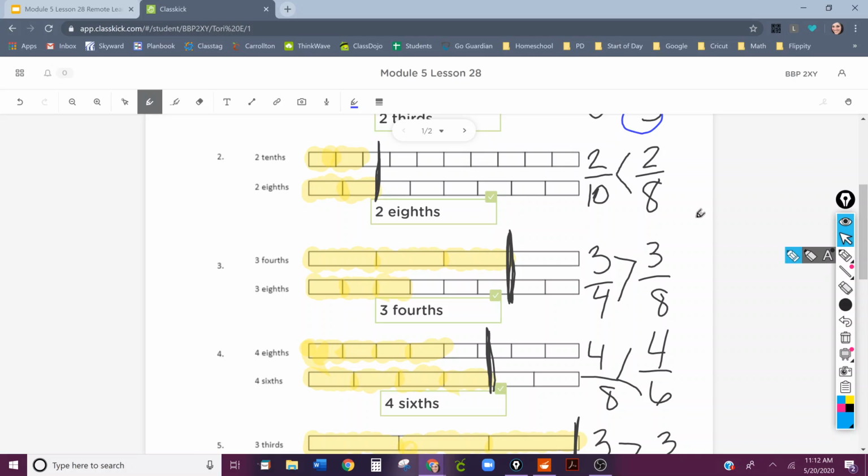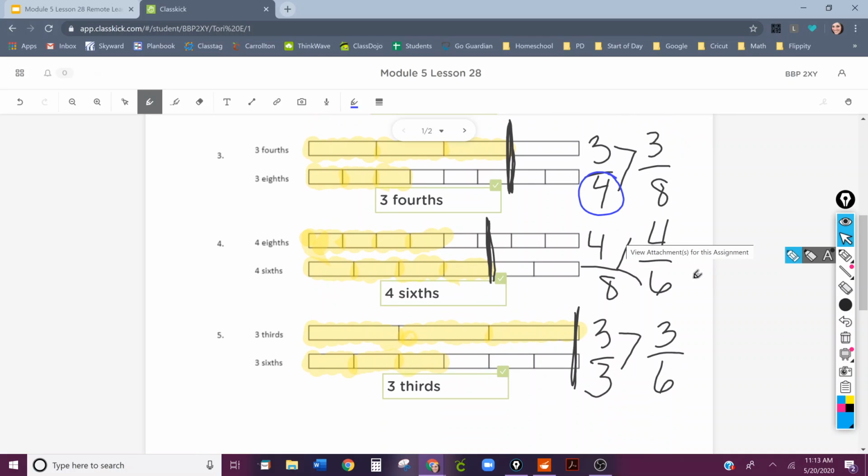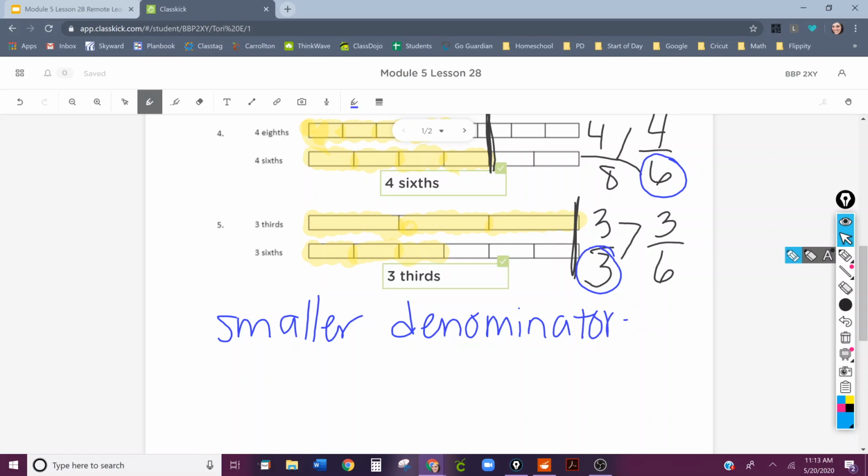On this next one, the bigger fraction ends up having a denominator that's the smaller number. Here, the bigger fraction has a denominator that's a smaller number. And here, the bigger fraction has a denominator that's the smaller number. And on the last one, the bigger fraction has the denominator with the smaller number. So, the smaller the denominator, equals a bigger fraction.